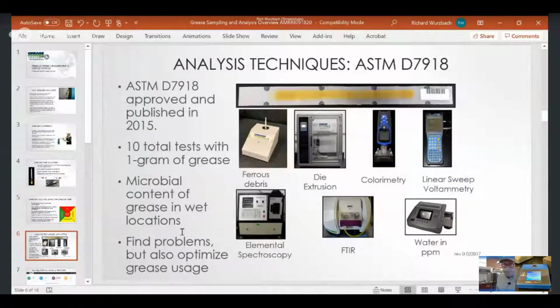It's one of the many tests that we can do with grease analysis under the ASTM standard D7918. It was originally approved and published back in 2015. We can get 10 different tests with that 1 gram of grease. And the first one that you see here in this display is the ferrous debris.